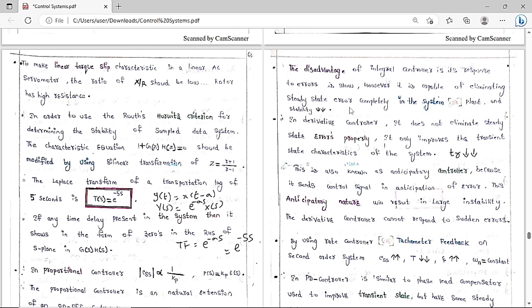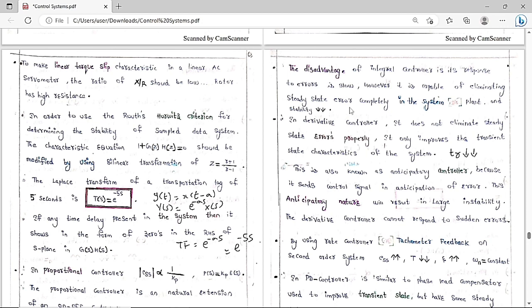Finally I can say this derivative controller is also called the anticipatory controller because it sends the control signal in anticipation of the error. This anticipatory nature will result in a large instability. Therefore the derivative controller cannot respond to sudden errors.